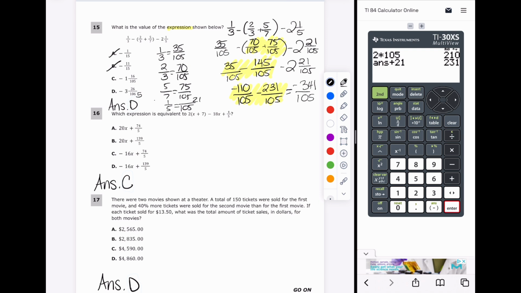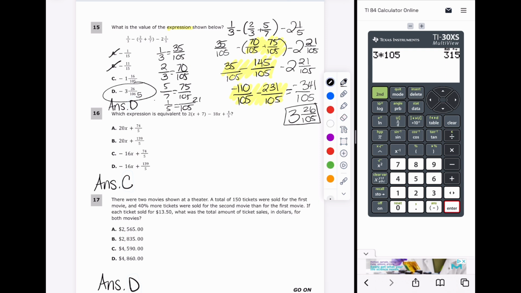So how many 105s can I take out of 341? If you did this on the calculator, you do 341 divided by 105, and I'm just paying attention to the whole number, 3. Okay, so that's the important part for me, 3. 3 times 105 is 315. So 341 minus 315 gives me 26. So my remainder is 26 out of 105, which is D. All right, jot that one down into your notes. I want this space. And let's go to the next one.